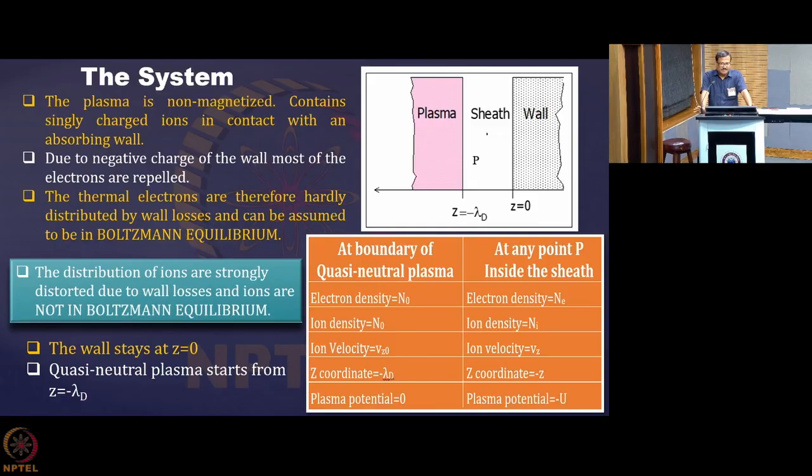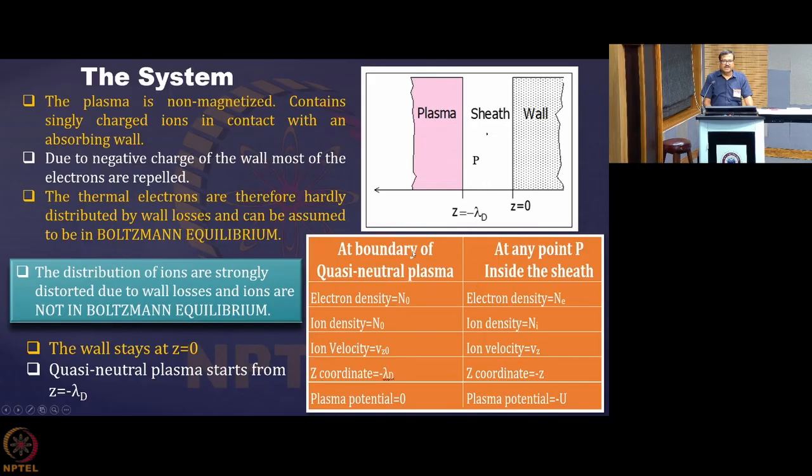And don't worry about the mathematics; they are pretty simple, and you can do that. Okay. Now, as I told you, we assume that the wall stays at z equal to 0 and quasi-neutral plasma starts from z equal to minus lambda d. So we define several parameters at the boundary of the quasi-neutral plasma and at any point P within the sheath, inside the sheath.